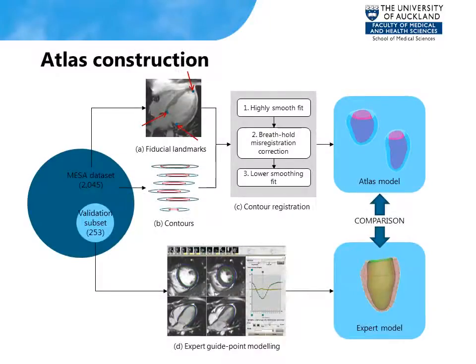This fitting procedure was applied to a subset of the MESA sample for validation purposes. However, the rest of the sample was automatically fitted from drawn contours by experts. This automatic fitting procedure accounts for the misregistration which arises from breath hold during the MRI scan. Validation experiments showed excellent agreement between the automatic and manual approaches.